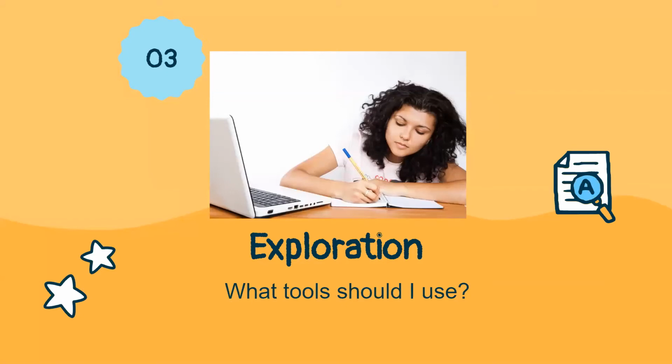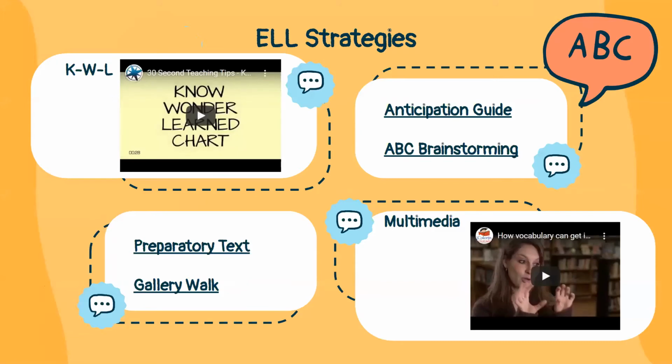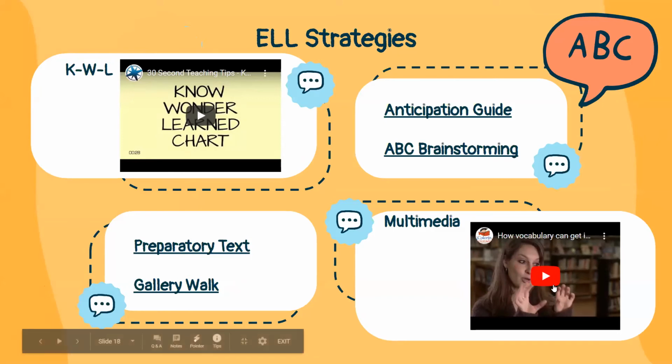What tools should you use when you're trying to activate background knowledge? There are so many tools out there. From a KWL chart, to anticipation guides, to an ABC brainstorming chart, to using multimedia to help students understand, or the gallery walk, which I talked about before. Feel free to click on any of the links to learn more. Here's a short video that will explain a little bit of how it's important to teach vocabulary, not only explicitly, but to help build that background knowledge for students.